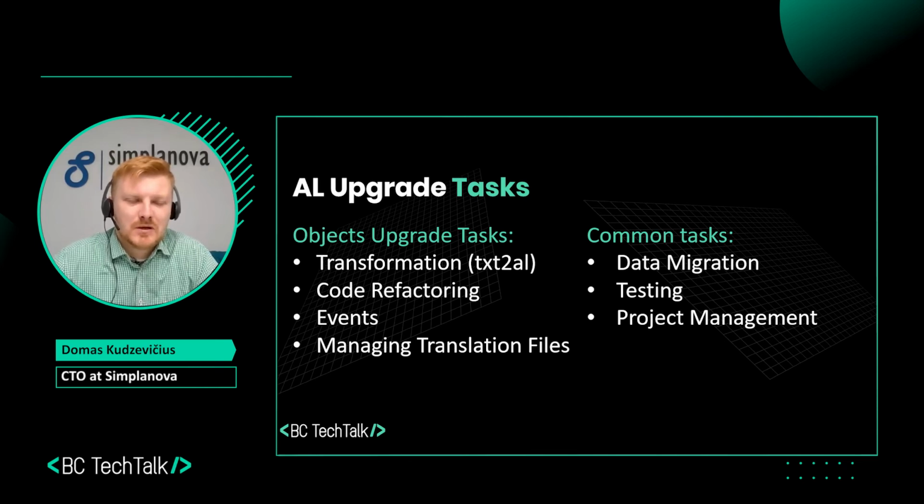We used to modify directly the standard code units, standard tables, the code inside the tables. And now if we want to get to the extensions, real extensions without the BaseApp modifications, then we need to move all the code changes into events. And the last bit is managing translation files.